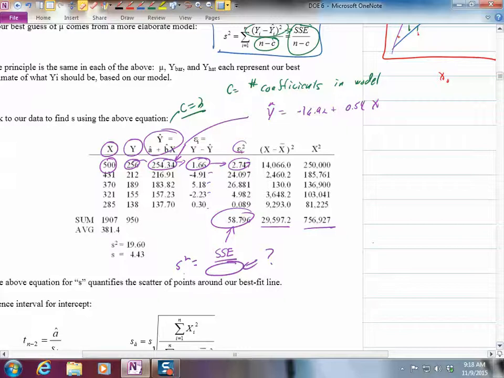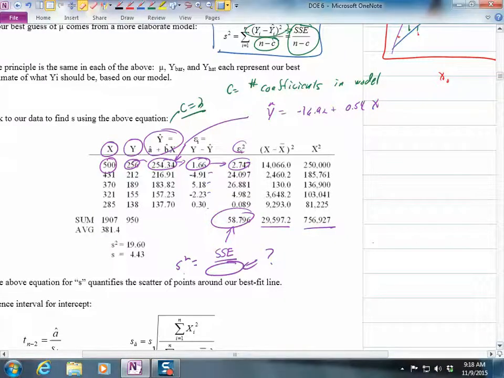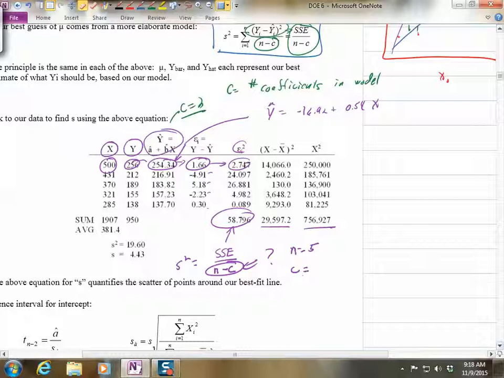Anyone got a number? Heard of 3. How many data points? 5. How many coefficients in our model? 2. So we have A and B. So yes, we're dividing by 3 in that case.